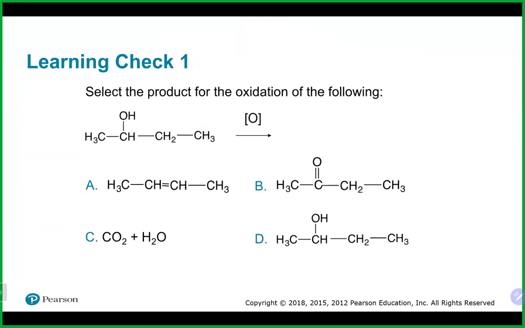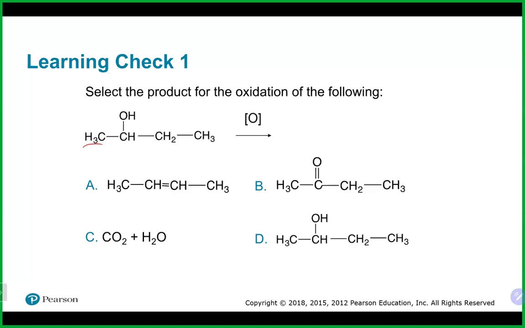All right, so I want to try this one. Select the product for the oxidation of the following. So take a moment and think which one should be the right one here. It doesn't matter. Sometimes people will write it like that if you're talking about this part, which just indicates that the carbon is attaching to the carbon. Or sometimes people will just write CH3. No difference, as long as you have the right number of carbons and hydrogens, it'll be okay.